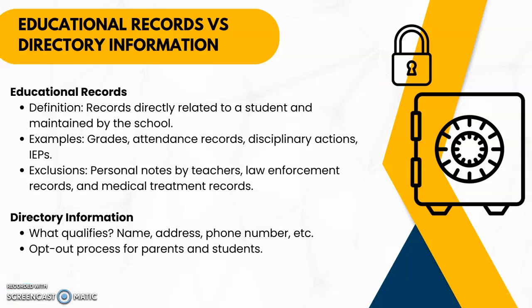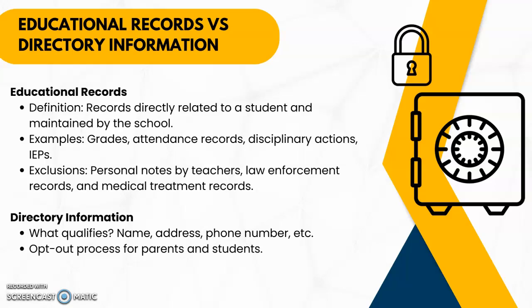To kind of help us understand what falls under FERPA, there are different definitions for what educational records are versus what directory information would be when you're thinking of student information. So educational records are anything that directly relates to the student and they're maintained by the school, like grades, attendance records, disciplinary files, individualized plans of study for students, whether that's an IEP or 504s or SIT plans.